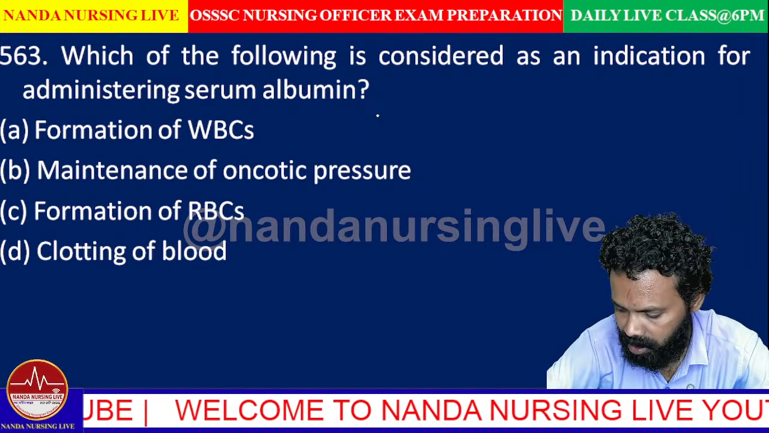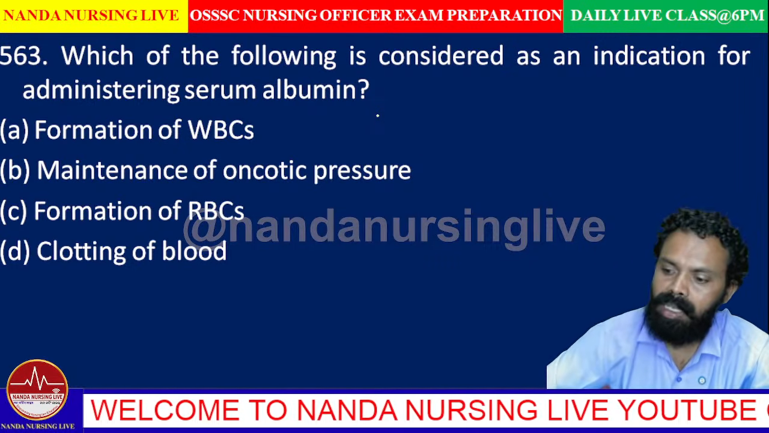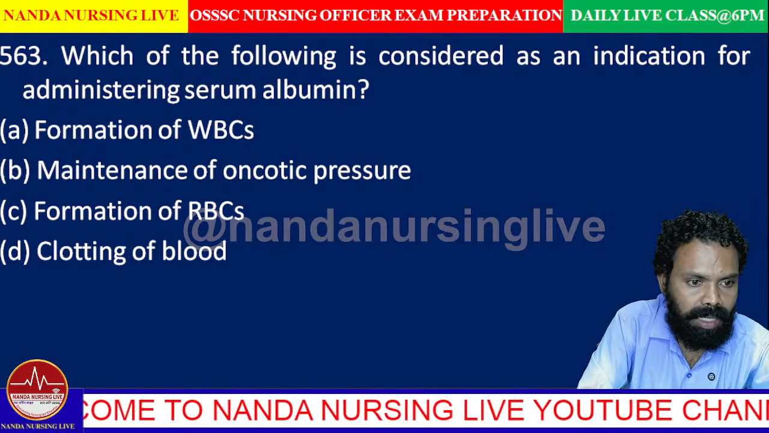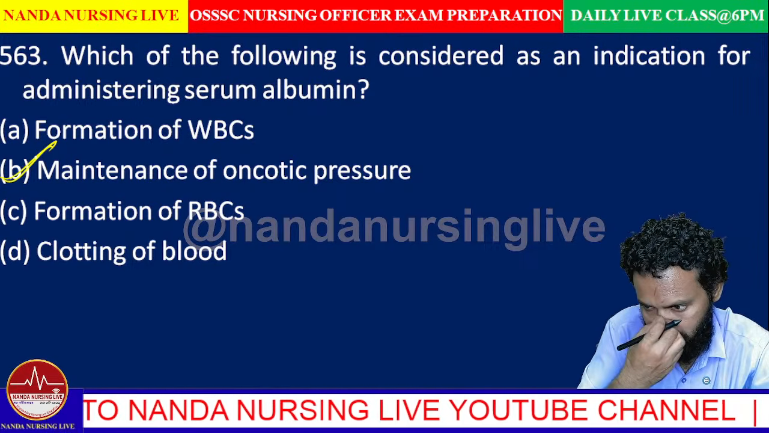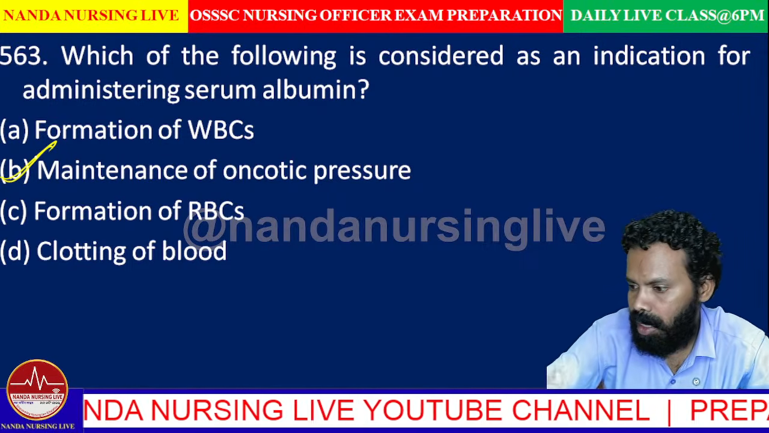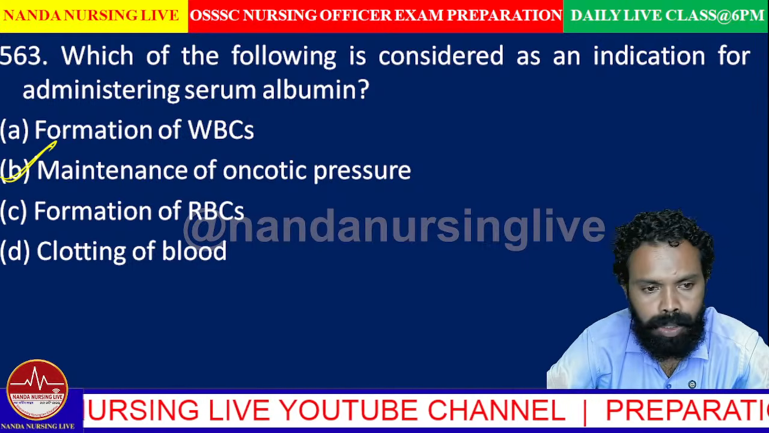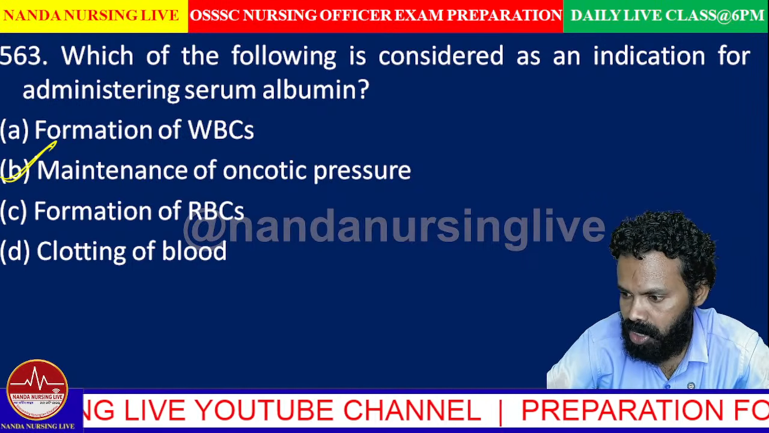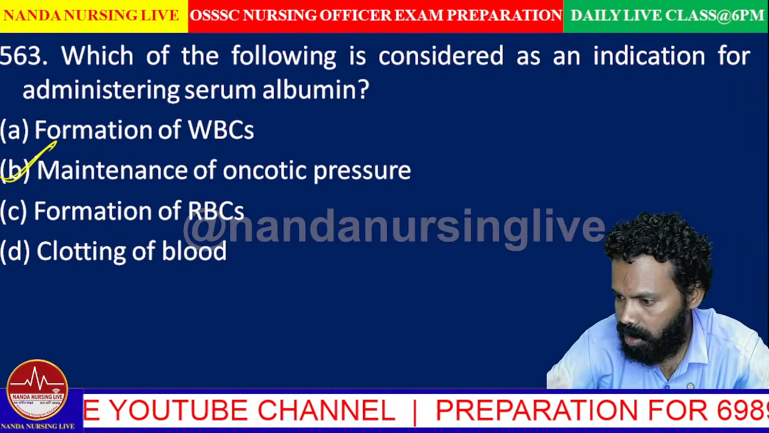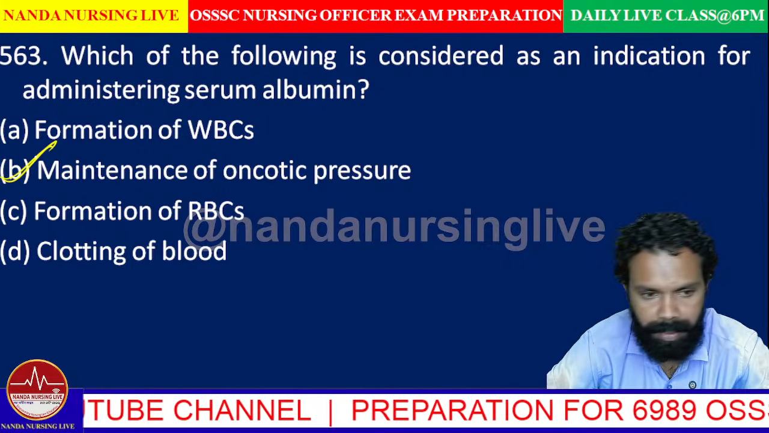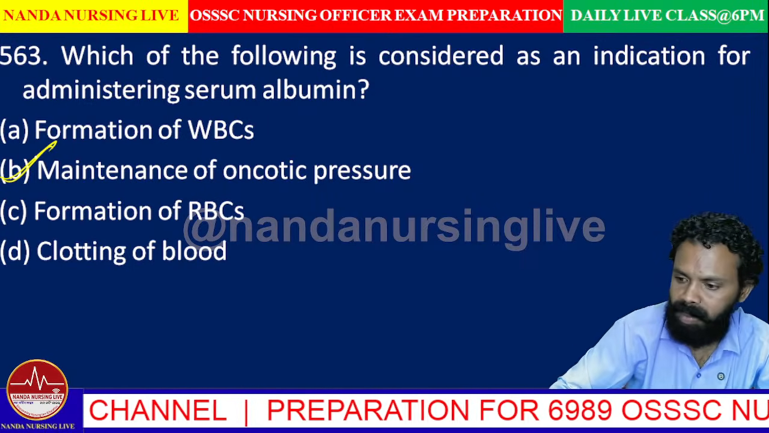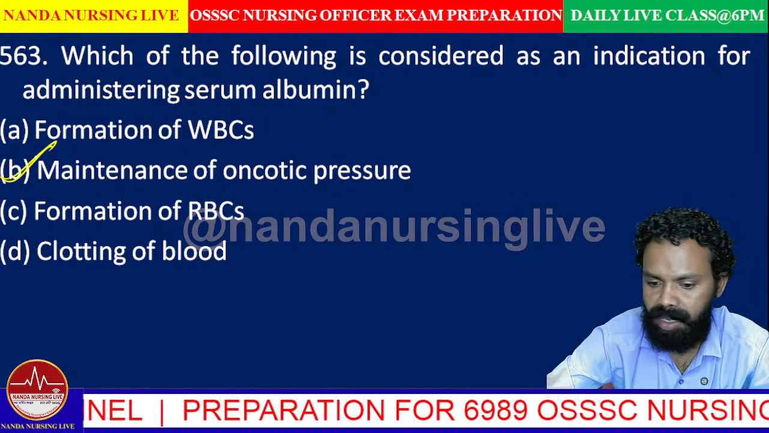So which option is the correct answer? The correct answer is maintenance of oncotic pressure, right? Serum albumin is administered to maintain and restore oncotic pressure within the blood vessels. So option B is the correct answer.